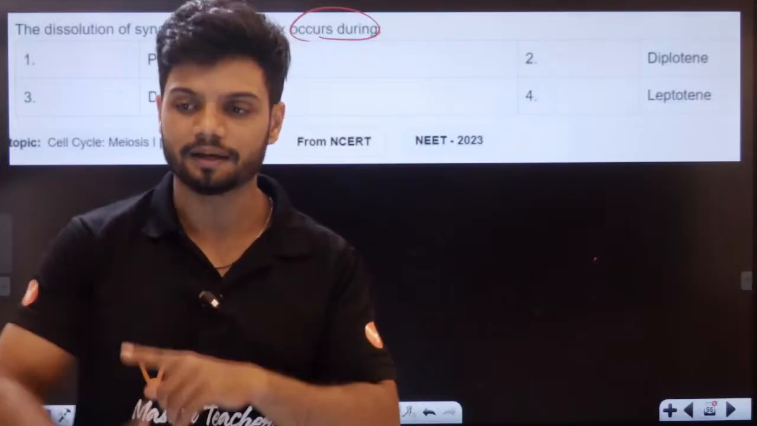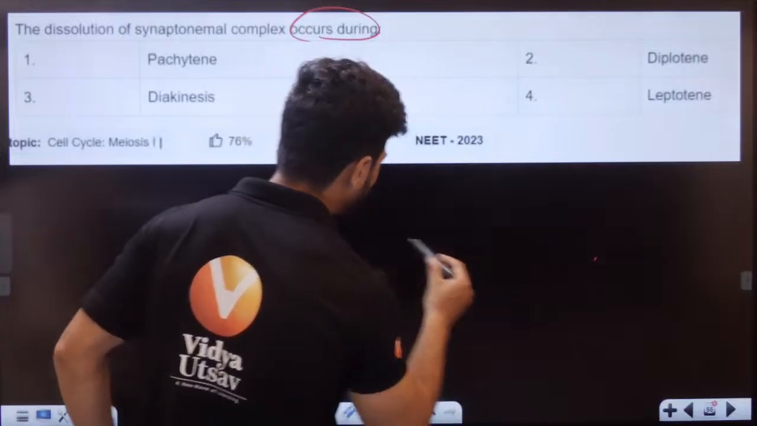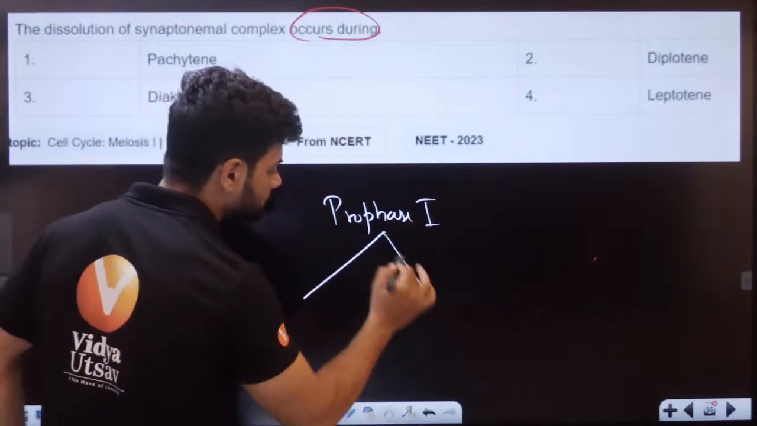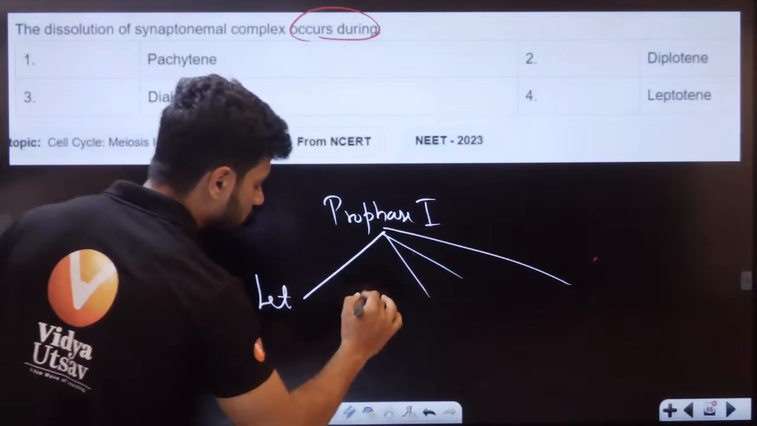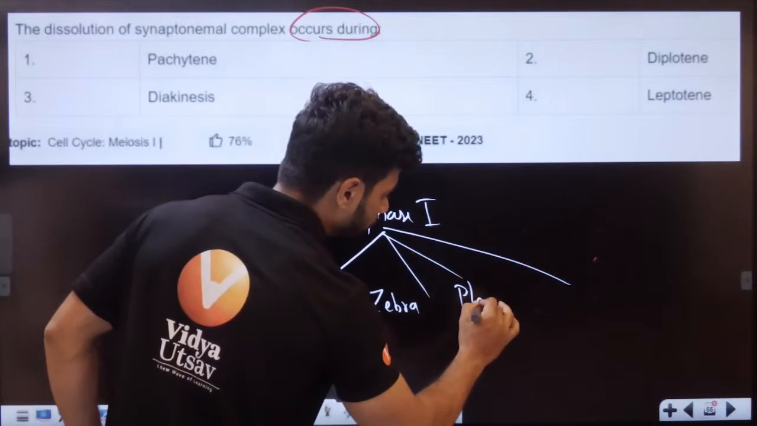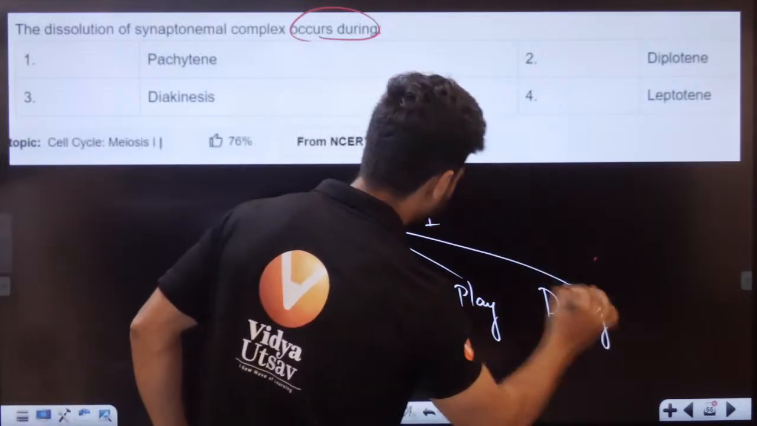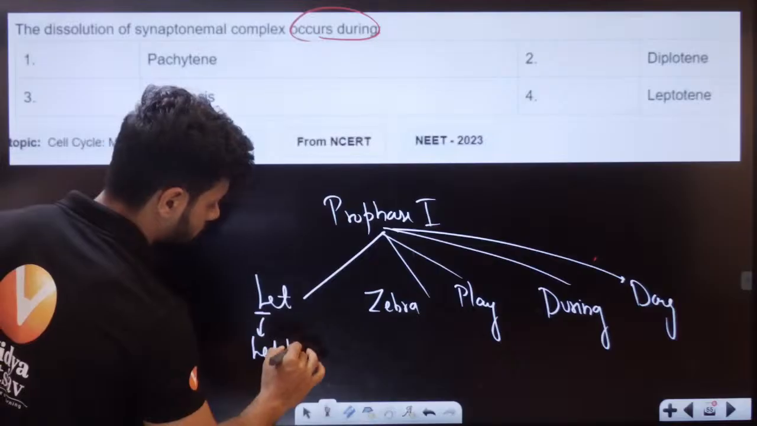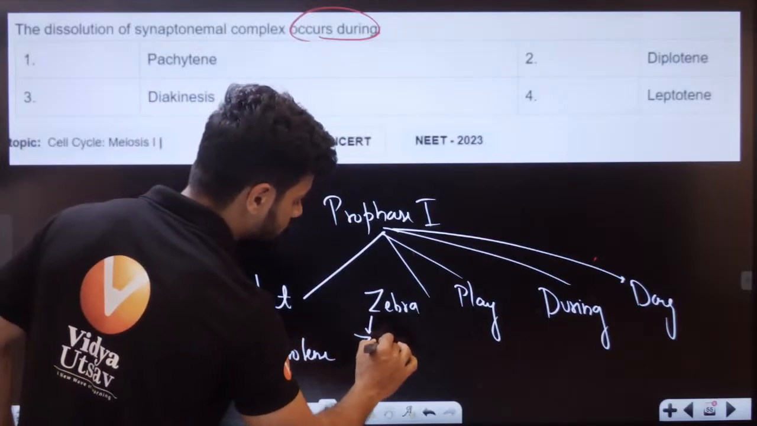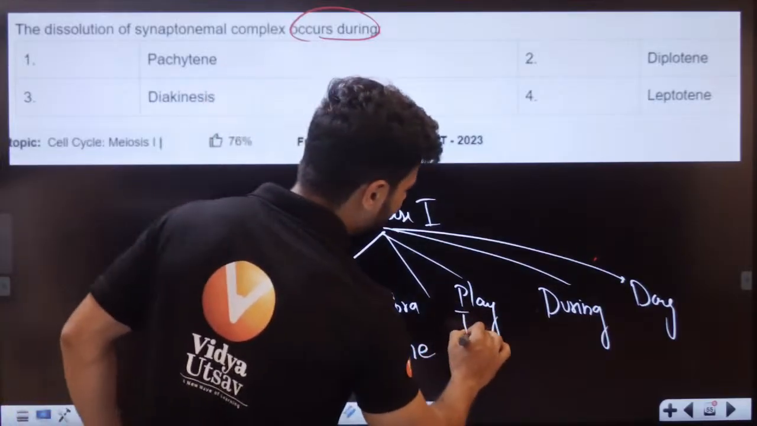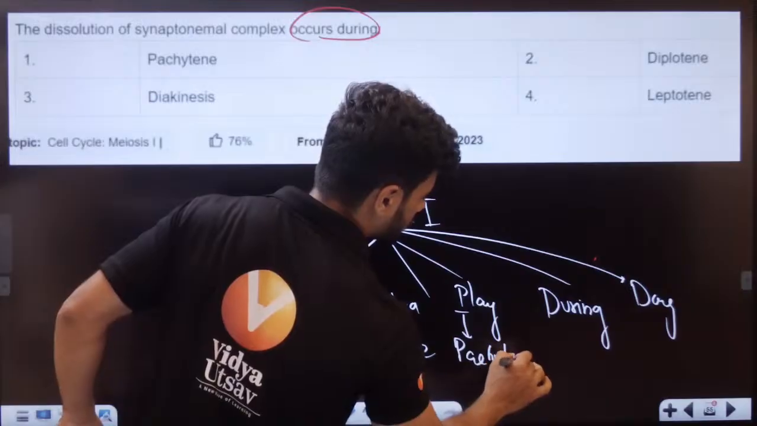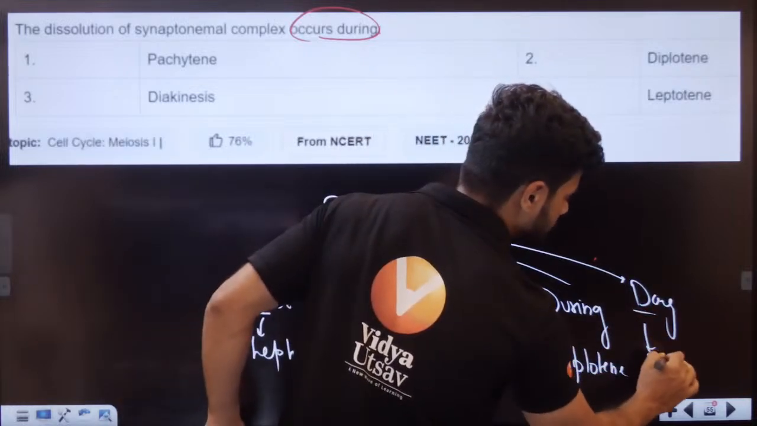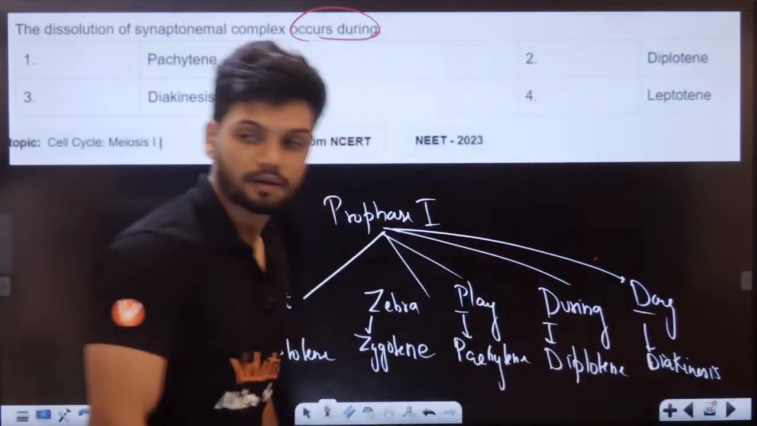Let zebra play during day. Listen to me. See, prophase 1 has multiple parts. Let zebra play during day. What is L? L is leptotene. Z is zygotene. P is pachytene. D is diplotene. And D is diakinesis. Diakinesis. Okay?